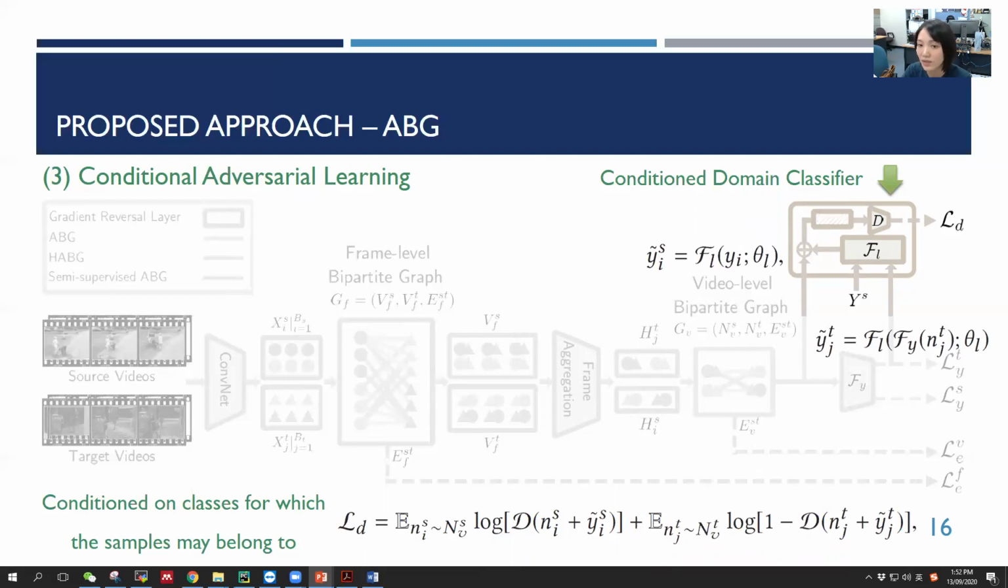Besides leveraging graph neural networks to fuse the source and target neighbors, a conditional adversarial module is applied to align the class-conditional distributions. To achieve this, the module is composed of a label embedding function, FL, and a domain discriminator, D. The label embedding function projects the source video labels and the target predictions from the classifier into latent vectors that provide domain-invariant semantic cues for the domain classifier D. Then the domain classifier is conditional on the classes to which a sample may belong, and trained to discriminate between the features coming from the source or target data. The bipartite graphs are viewed as a feature generator to fool the discriminator.